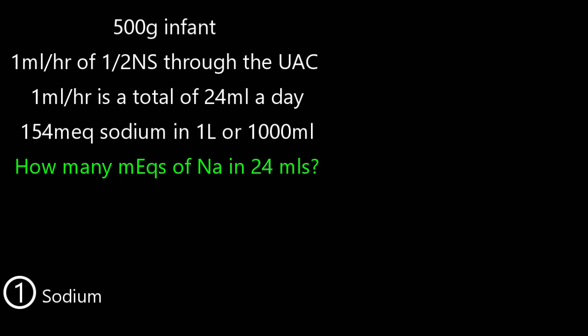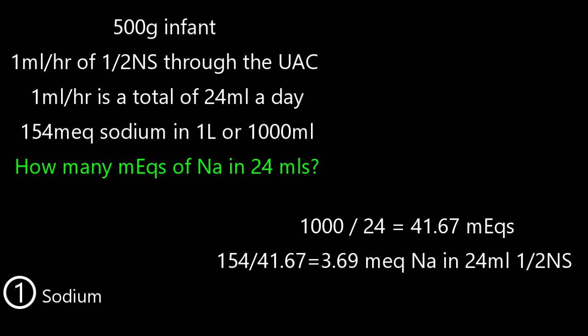I'm going to give you a very good example of this. Let's assume you have a 500-gram infant getting 1 ml an hour of half normal saline through the UAC. 1 ml an hour is a total of 24 mLs a day. If there's 154 milliequivalents of sodium in 1 liter, or 1,000 mLs, then to calculate how many milliequivalents we have in 24 mLs, it's 1,000 divided by 24 equals 41.67. So 154 divided by 41.67 equals 3.69 milliequivalents of sodium in 24 mLs of half normal saline. If the infant is 500 grams, then that's 3.69 milliequivalents times 2, to make it up to a kilo, which is 7.38 milliequivalents per kilo per day just from the UAC fluids. So you can see how that adds up really, really easily.